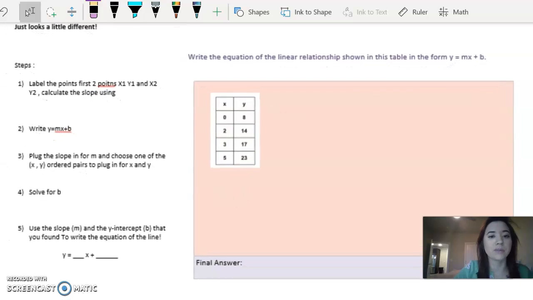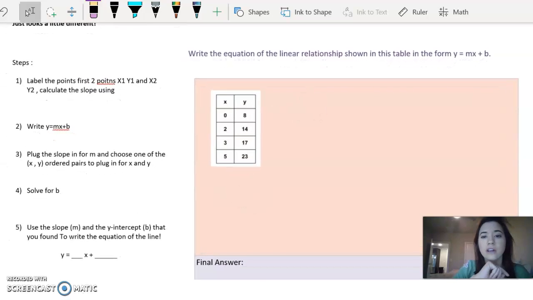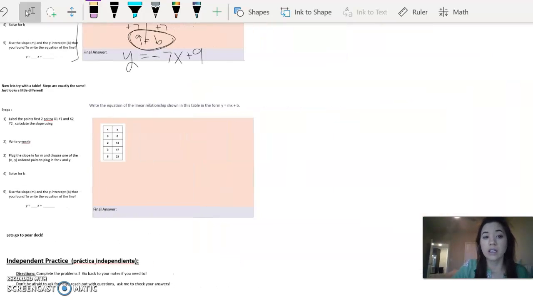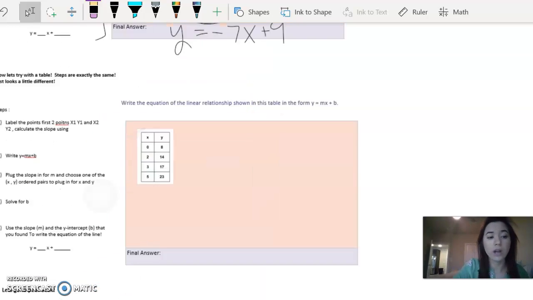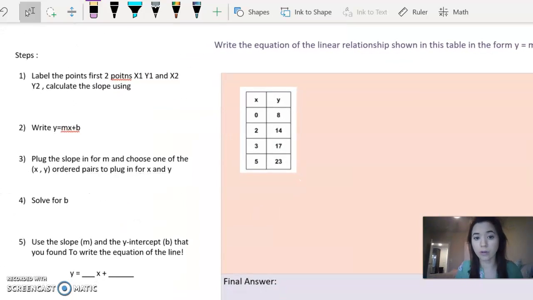Okay, next we have: write the equation of the linear relationship shown in the form of y equals mx plus b. Alright. This is the same exact thing as the problem above. The only difference is instead of giving you the points as an ordered pair, we have the points written out in a table. Steps are exactly the same.